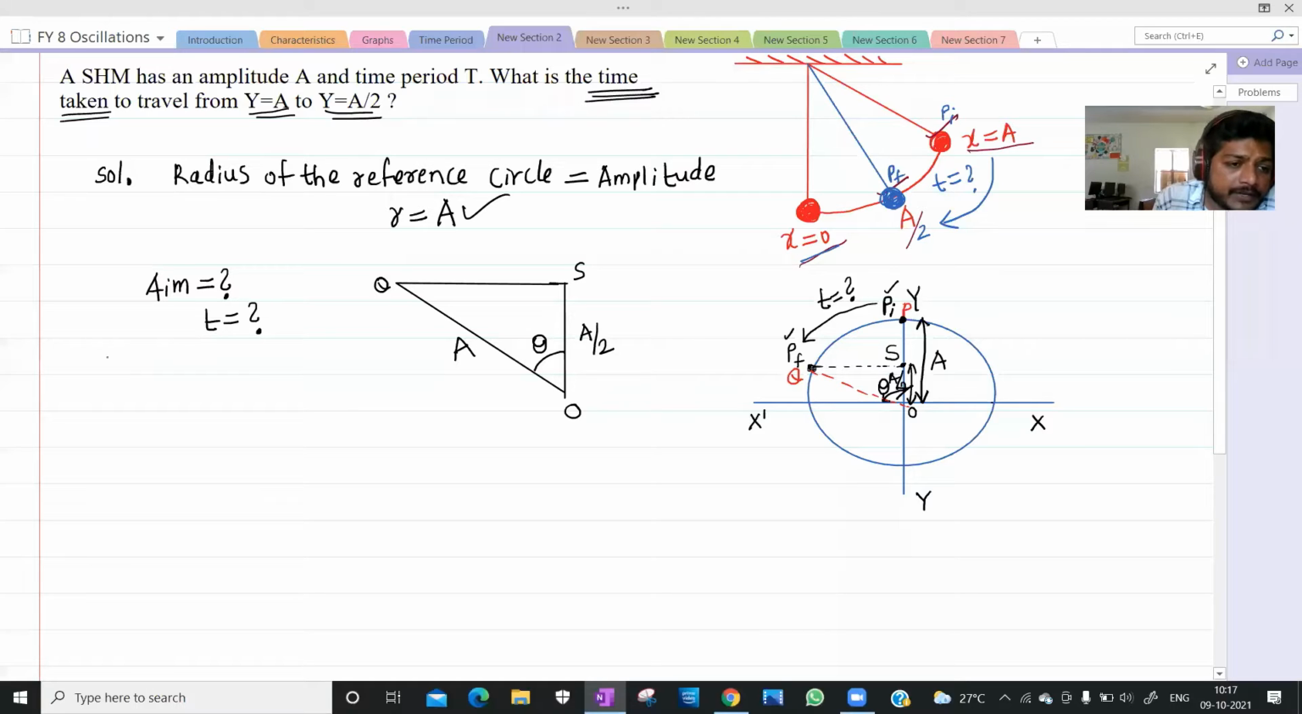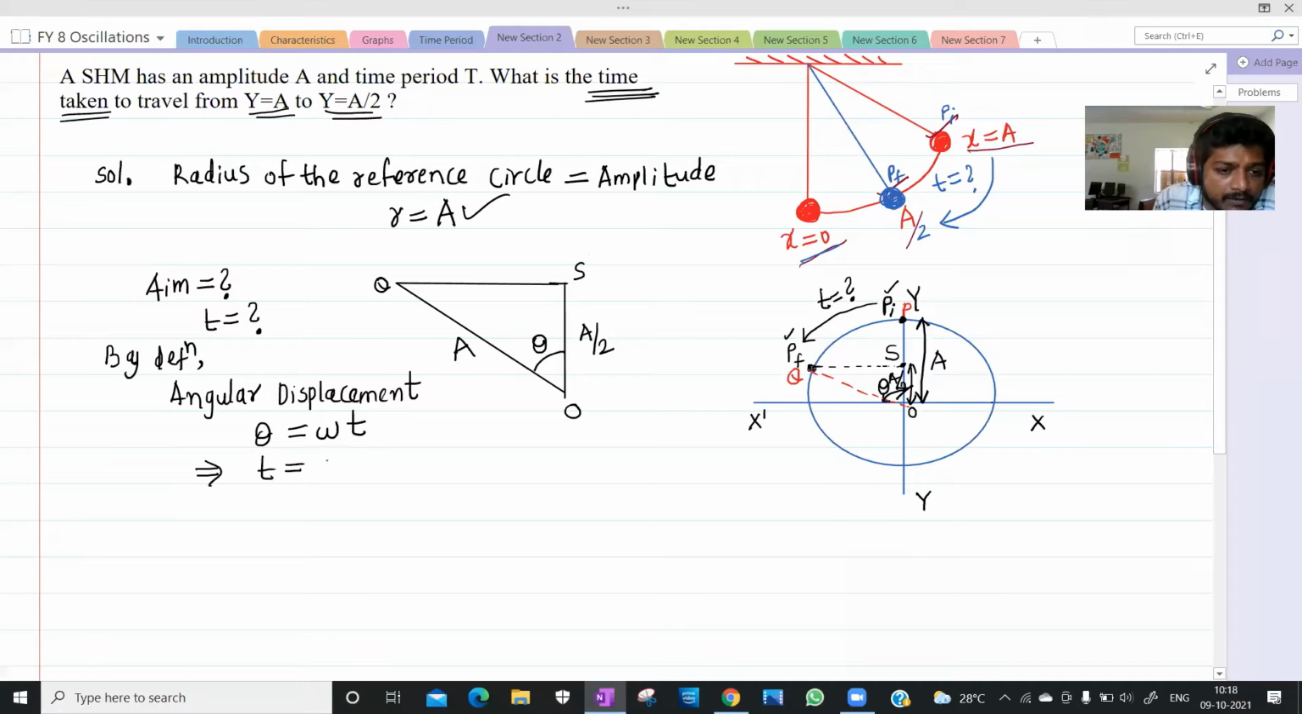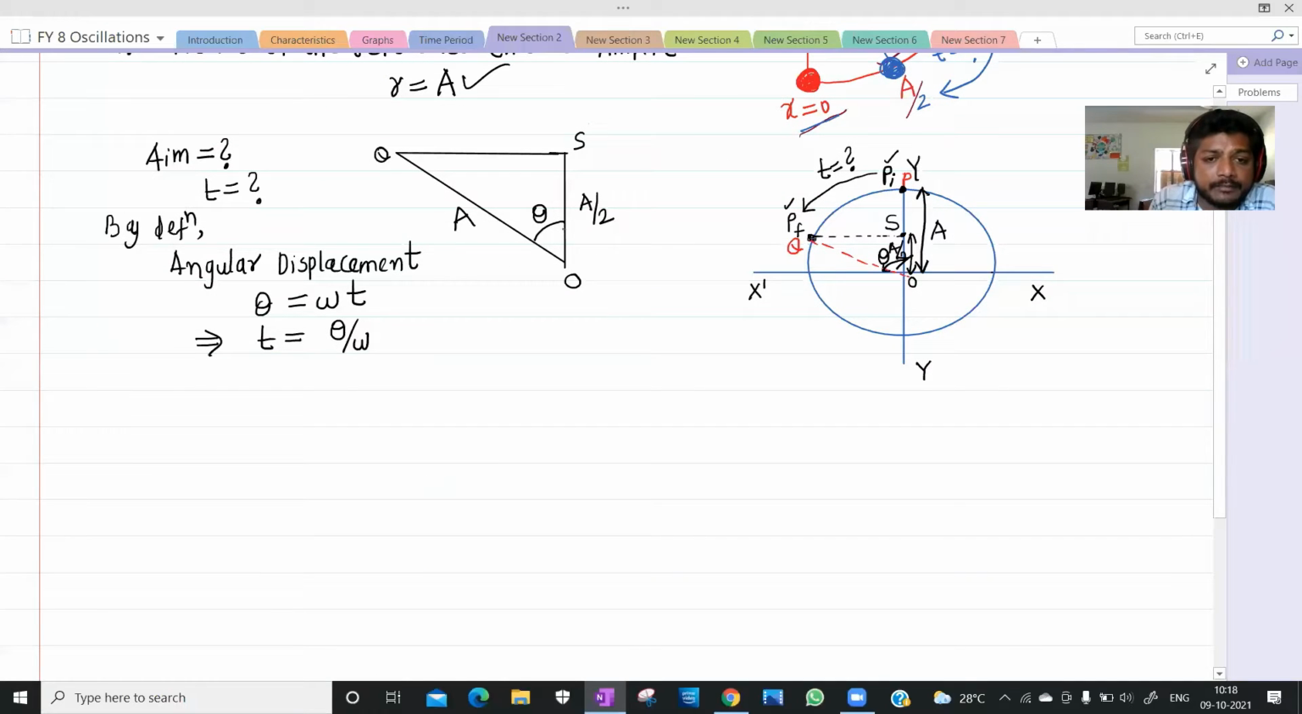By definition, what is angular displacement? Angular displacement, which is denoted by theta, is nothing but omega into t. So theta equals omega t. If you want to find out t, then t equals theta by omega. Right. I'm going to find out the angular displacement theta.